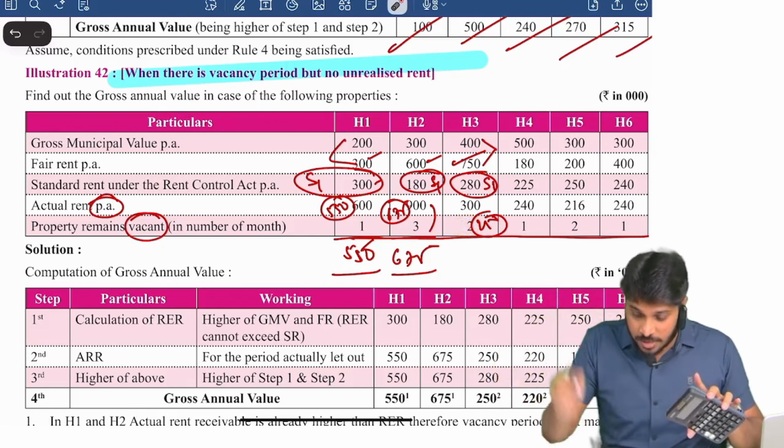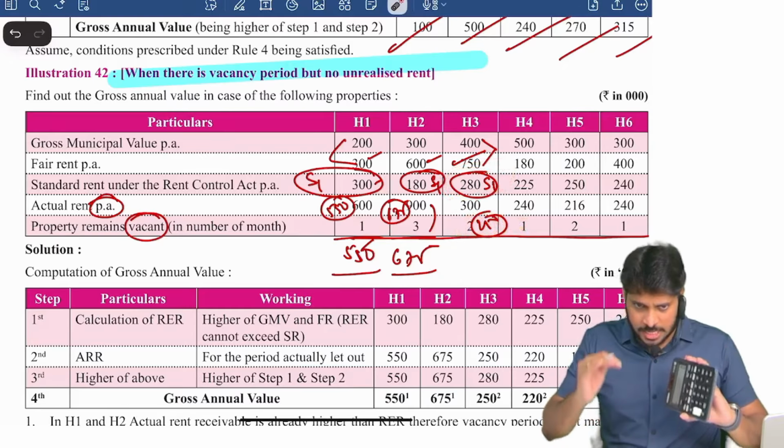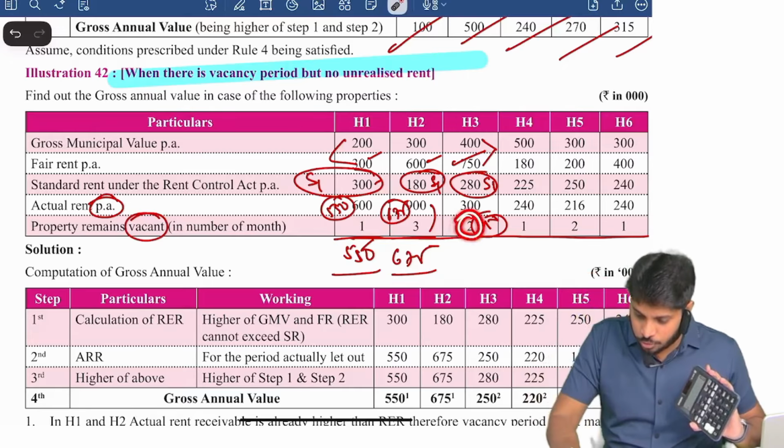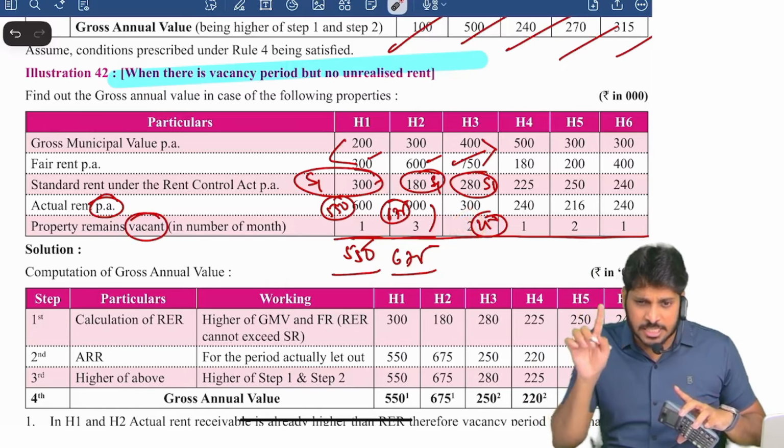300 into 10 by 12 is 250. Now step 2 is 250, step 1 is 280. Okay, step 2 is lower than step 1. Condition number 2: 2 months the property is vacant. Condition 3: because of vacancy, step 2 is less than step 1.